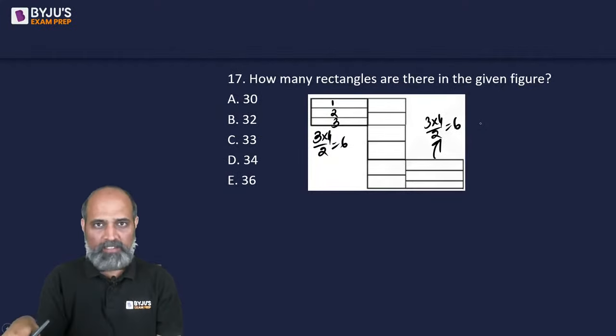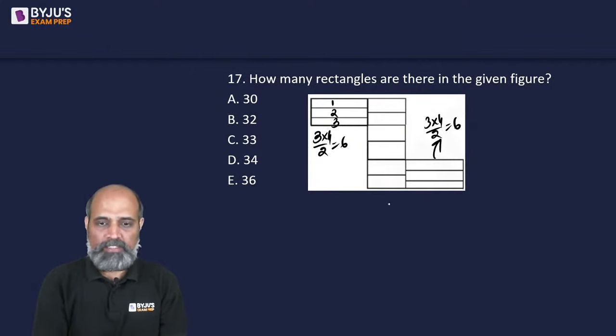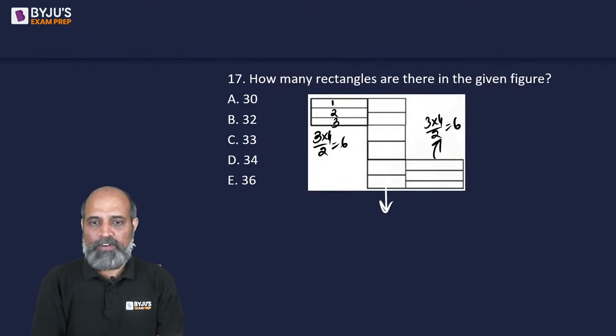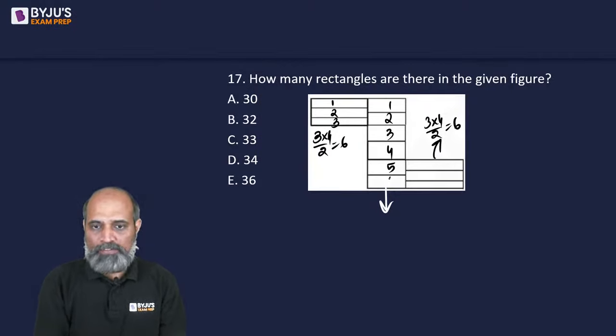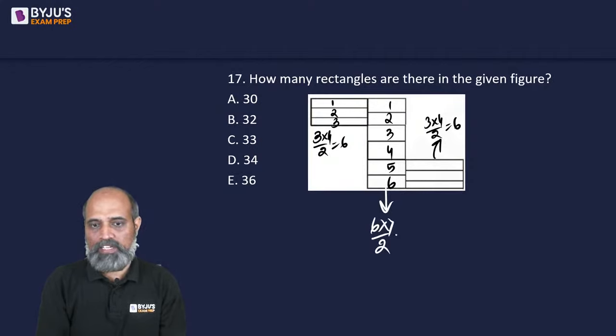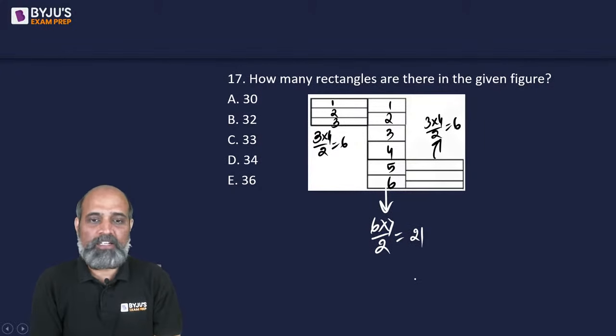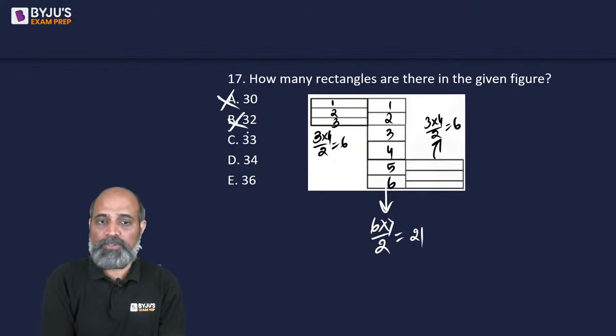Z shape मान लेते हैं. तो Z का left and Z का right. What about the central version? The backbone? We have 1, 2, 3, 4, 5, 6. So this is going to give us 6 into 7 by 2. So this is going to give us 21. 21 plus 12. So far we are at 33. Do we have more? 33 का मतलब है कि A और B तो नहीं आंसर.